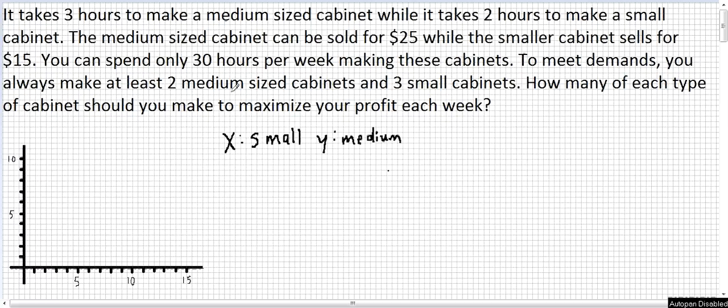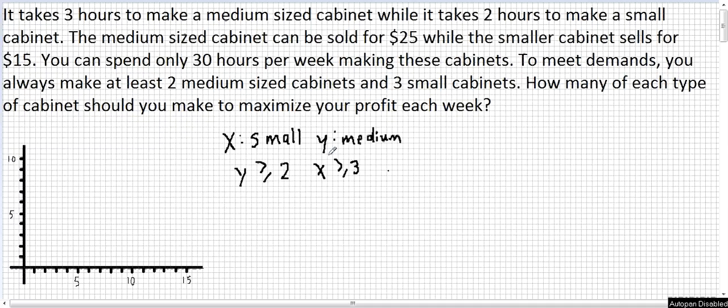Since we had to make at least 2 medium-sized cabinets, that means that the quantity y has to be greater than or equal to 2. And since we had to make at least 3 small cabinets, x has to be greater than or equal to 3.